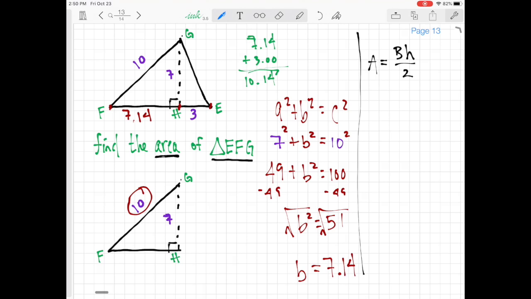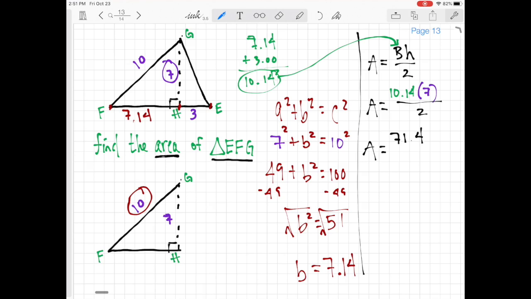So now I can plug that in for the base of my triangle. We can say the area equals 10.14 times the height, which is 7, right there, all divided by 2. I put that in my calculator, and I get 71.4 divided by 2 is going to equal the area. So I simplify this. I divide 71.4 by 2, and we get 35.8 units squared.